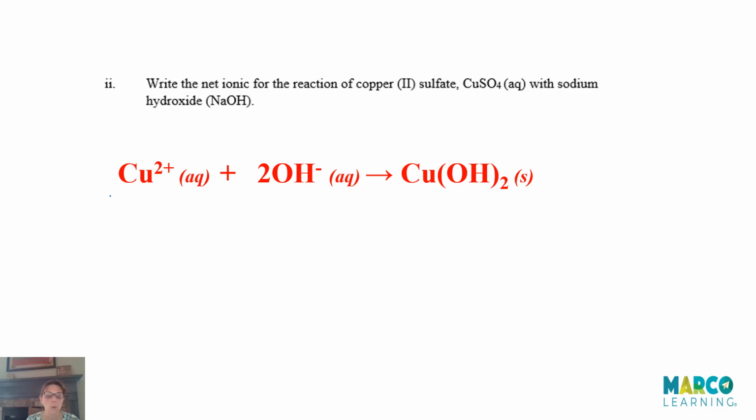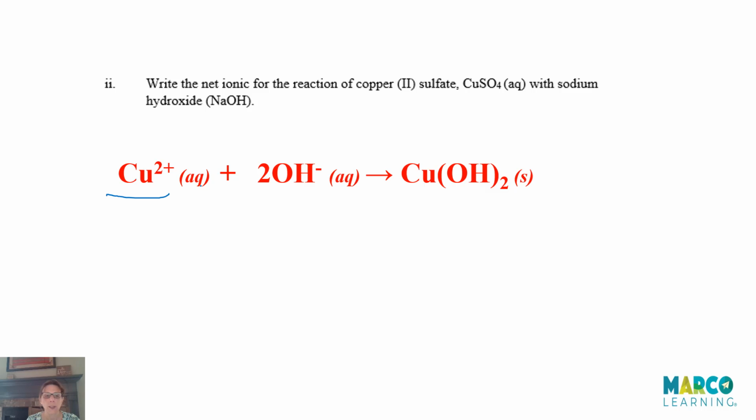On these, you do have to be very careful. You have to show the charge of the ion. Cu2 plus, that is copper that's dissolved in water. That is not the same thing as Cu with no charge. That's solid copper. So this is ions dissolved in water. And then we have the hydroxide ions.